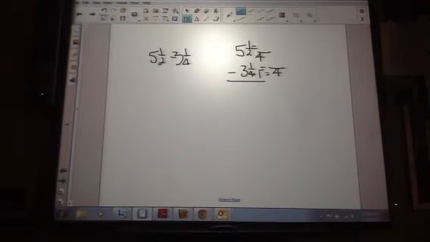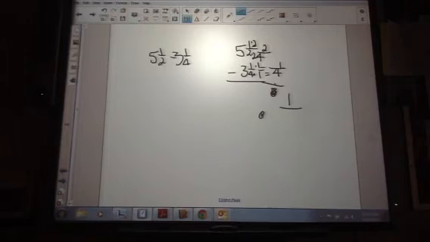4 times 1 is 4. 1 times 1 is 1. 2 times 2 is 4. 1 times 2 is 2. I'm sorry this is all offline because I can't really tell where I'm writing. 2 plus 1 is 3. Oh, we're subtracting. 2 minus 1 is, see, I almost fell in that pit, 1. And I keep my denominator, which is 4.